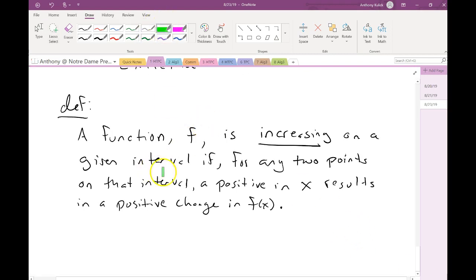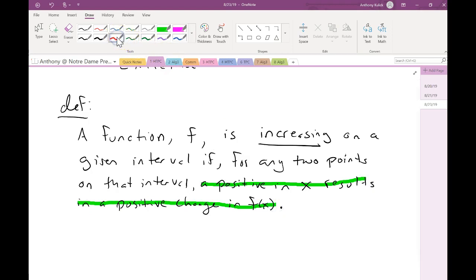So when we say a positive change in x results in a positive change in f of x, what are we really saying there? That for any 2 points that you pick, there's a positive slope. Right? Because what is slope? Rise over run, or change in y over change in x. Everybody okay with that? And certainly positive change over positive change is going to result in a positive slope. Everybody's okay with that idea?